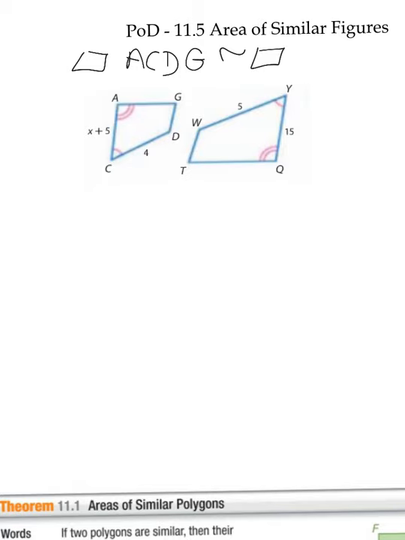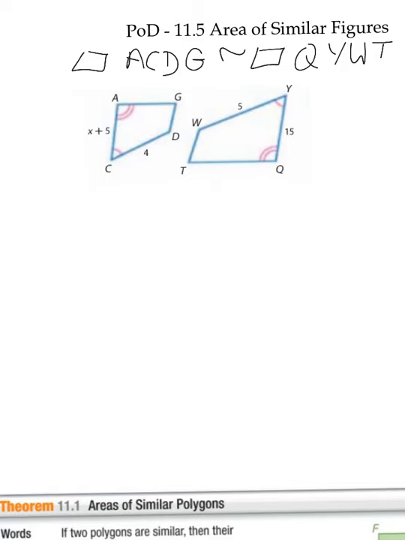If you go with A, you have to go with Q. If the second letter is angle C, you have to go with angle Y. And then if you went with angle D, you have to go with angle W. And then you have to go with T. Now, could you write this statement in a different way? The answer is yes, but it's important how you write it.